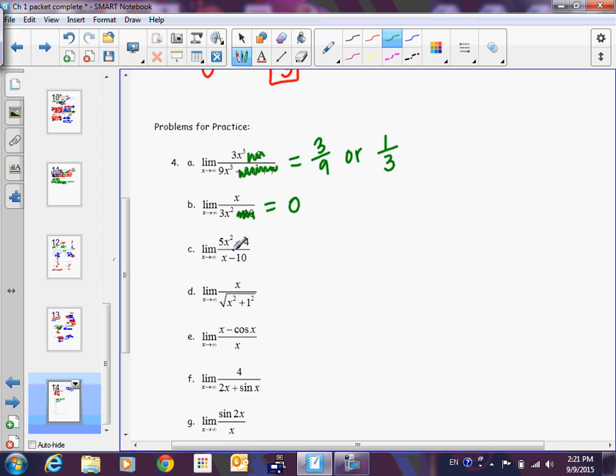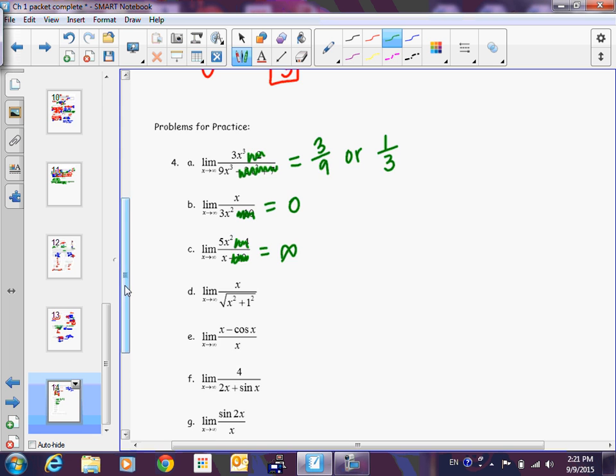Okay, what about C? The top is bigger. So is the answer infinity or negative infinity? Which one makes sense for this problem? Infinity. If either the 5 or the x had been negative, not both, but if one of them had been negative, our answer could have been negative infinity.